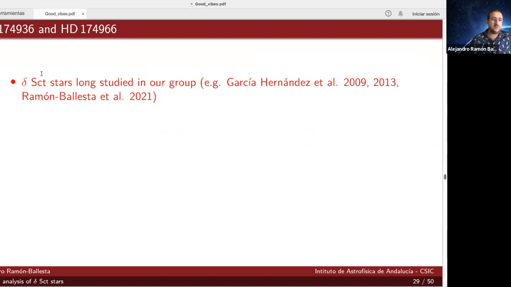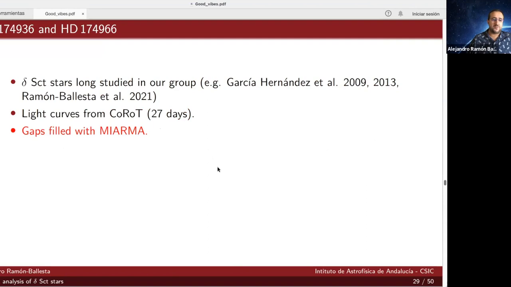First, we have studied the stars HD 174936 and 174966 because they are stars that have been studied for a long time in our group. For example, García Hernández and collaborators studied them in 2009 and 2013, and in my master's thesis, I also studied them and published the result in the paper that Antonio mentioned earlier. We have taken the light curves from CoRoT, so we have 27 days because they come from the short run.